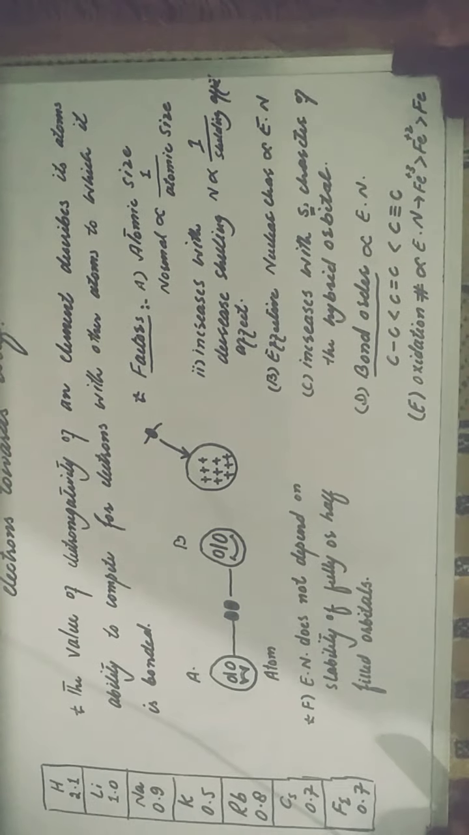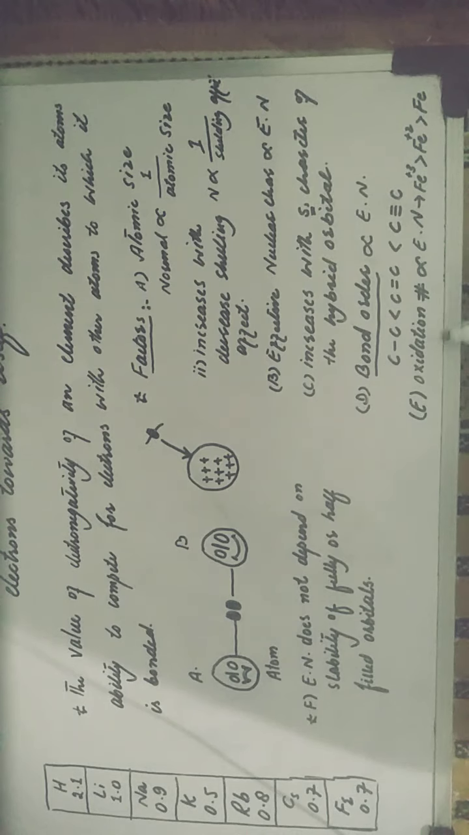And the next is the oxidation number. Oxidation number is directly proportional to electronegativity, which means that Fe3+ will be greater than Fe2+, and Fe2+ will have greater electronegativity than Fe. This is the oxidation state of that atom.